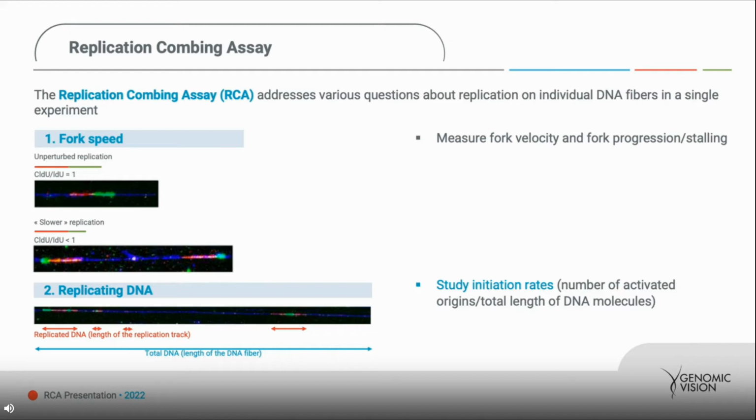We can also identify with accuracy the length of the replication track, so the replicated DNA on the whole DNA fiber, due to the constant stretching factor on our FiberComb molecular combing system. And then we can study the initiation rate, which is effectively the number of activated origins on the total length of the DNA molecule. Just to give you an example, for RCA at the beginning of the experiment, we recommend to use 30,000 cells per coverslip. This generates on average 3,000 signals of replicated DNA on the whole coverslip.